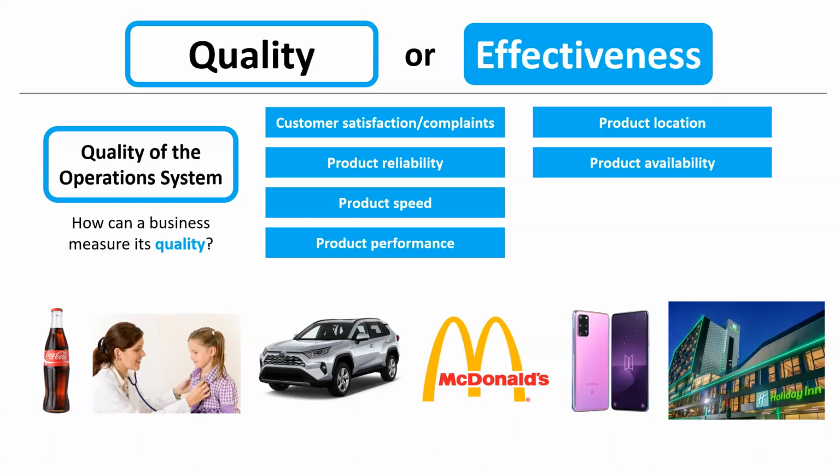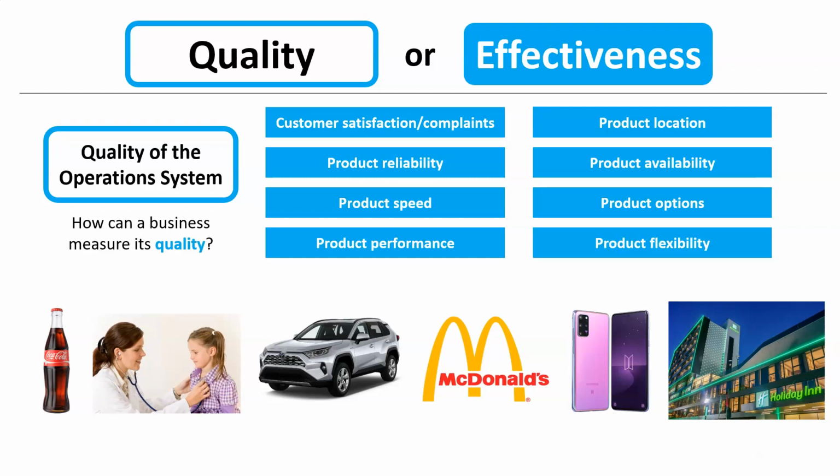Product availability, is there always a range of colors and types and models? Product options, so take the Samsung Galaxy, do we have to get a 32 gig, 64 gig, 256 gig, different cameras, etc. We want options, that's quality. And lastly, flexibility, so say with a hotel, can we change our booking? Can we stay in a different Holiday Inn than the one that we booked for, etc.